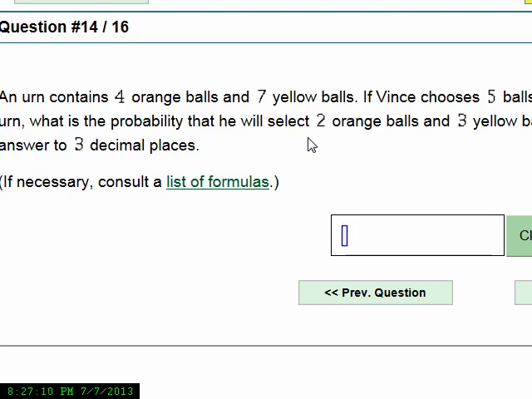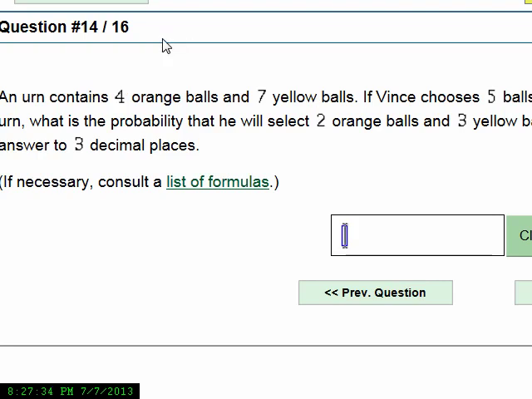So it turns out we want to have how many balls here? We want 2 orange balls and 3 yellow balls. Okay, so 4 choose 2 because there's 4 orange balls, and I'm choosing 2. And then 7 choose 3, all out of, he's going to choose 5 balls from a total of 11.